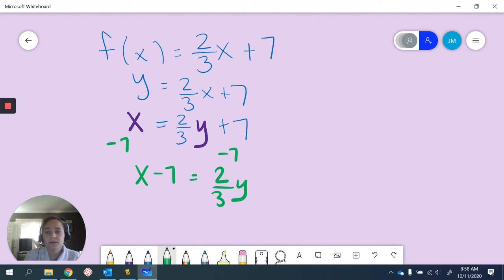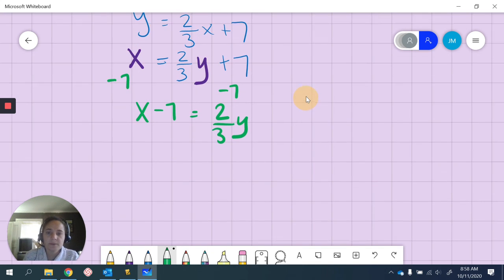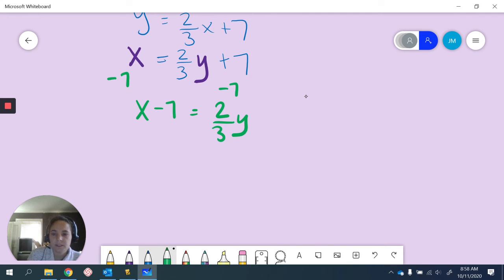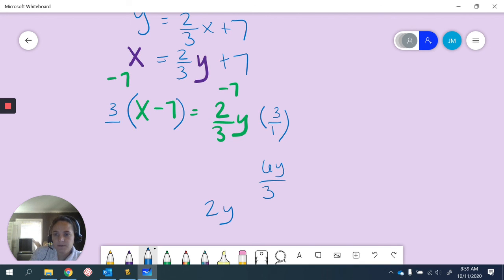Okay, so now how do we deal with this 2/3? There's a couple of different ways, but the way I like to do it is I like to multiply both sides by 3 over 1 first, because then this creates a 6y over 3, which is just a 2y. 6 divided by 3 is 2y. And so if I multiply this right side by 3 over 1, I have to multiply the other side by 3 over 1. So I'm just essentially multiplying by that denominator. Don't forget to distribute the 3 in.